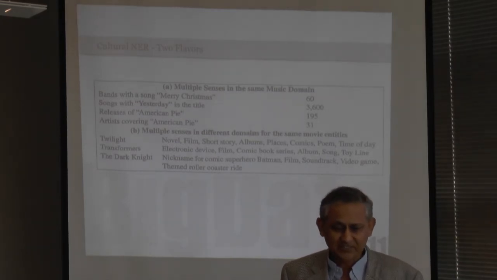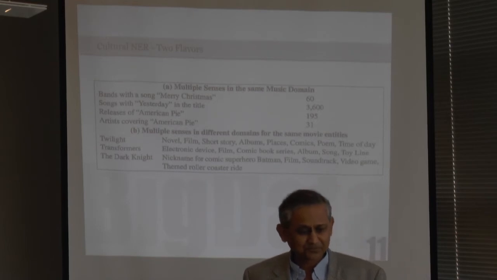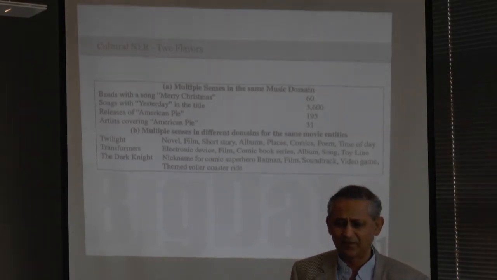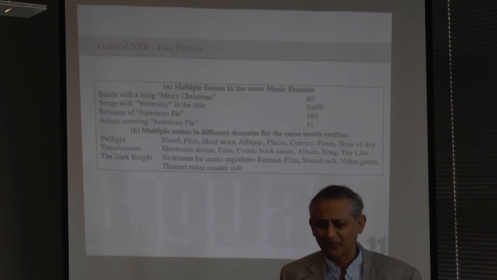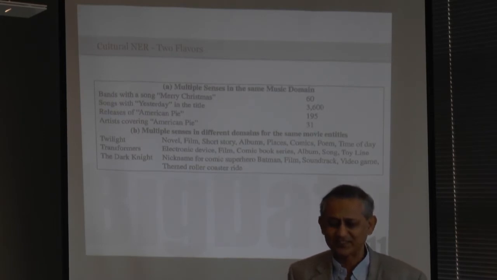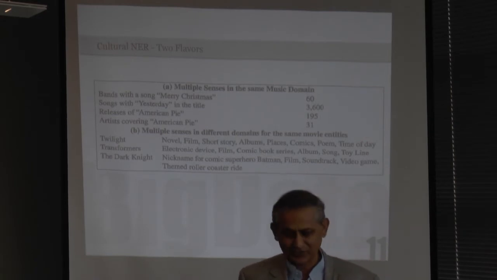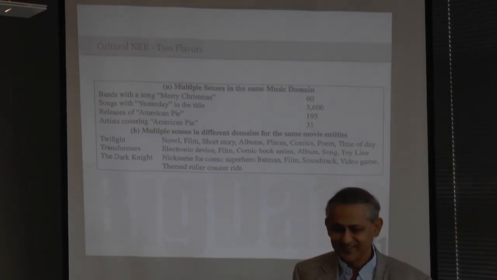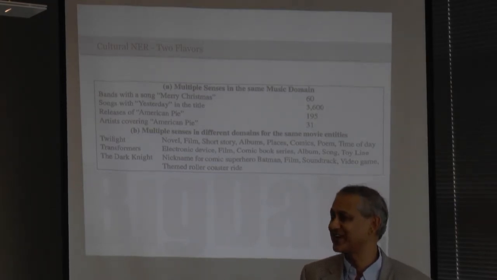Second is multiple senses in different domains for the same entities. For example, Twilight could be a novel, a film, short story, album, place, comic, poem, time of day. Transformers can be any of the other things. The Dark Knight could be the name for the comic superhero in Batman, a film, or it could be the soundtrack of that movie, or it could be a video game, right? And a themed roller coaster ride. What is it?